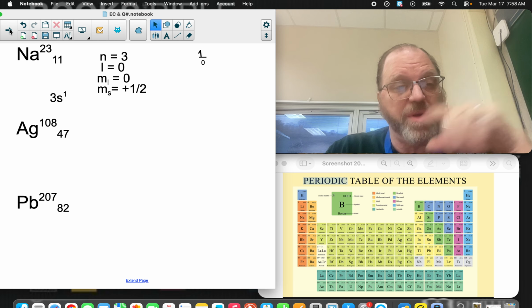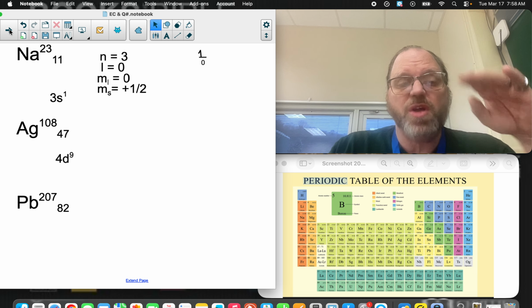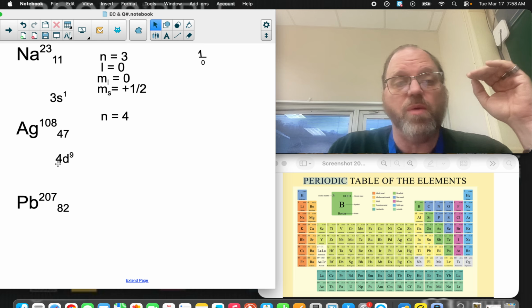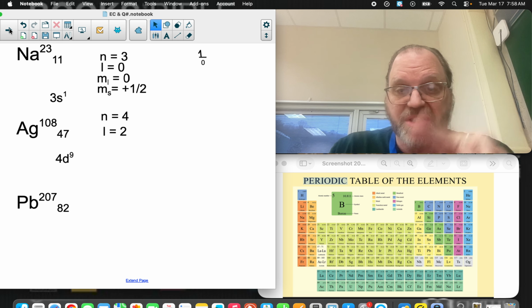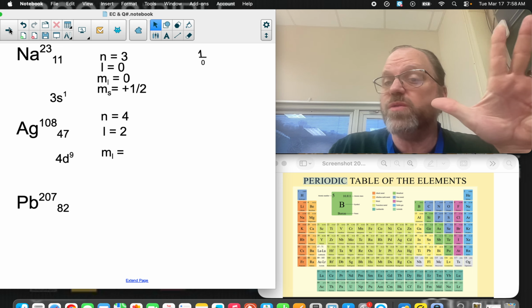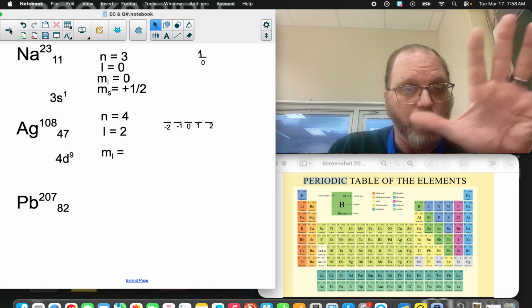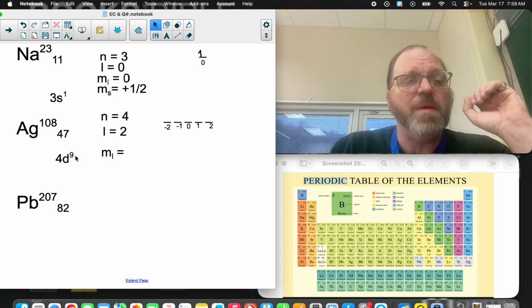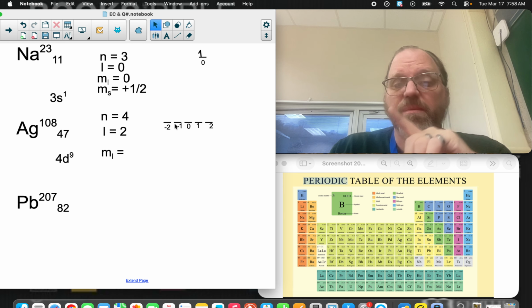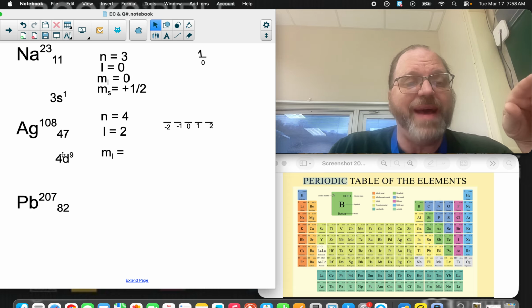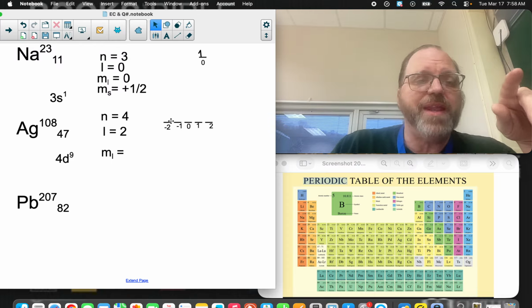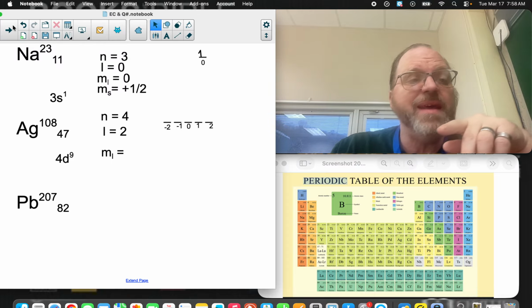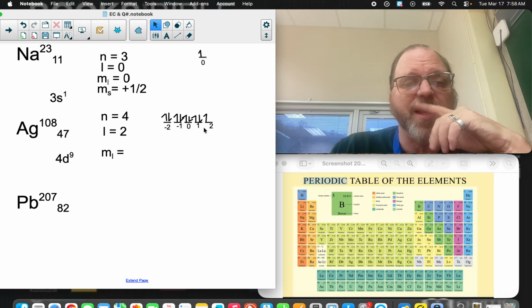All right, for silver, we already said that was 4d9. So energy level, what floor are we on? We're on the 4. Now we're in the D wing, the orbital D. Remember we said D is 2. There are 5 rooms in that orbital, 5 suborbitals, so it goes from negative 2 to positive 2. We're checking in 9 electrons. So 1, 2, 3, 4, 5. Go back to the beginning: 6, 7, 8, 9. So that last electron is right there, in 1. So M sub L is 1.